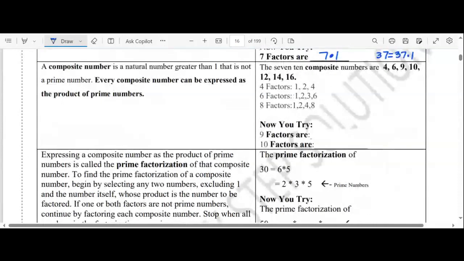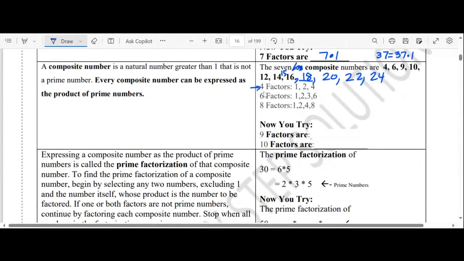Now let's go for composite. A composite number is a natural number greater than 1 that is not a prime number. Every composite number can be expressed as a product of prime numbers. The first seven composite numbers are 4, 6, 9, 10, 12, 14, 16. Give me another number after 16. 18. Okay. What else? 20. 22. 24. What about 15? If I say 15, is this okay or not okay? It's a composite, yes. Right.